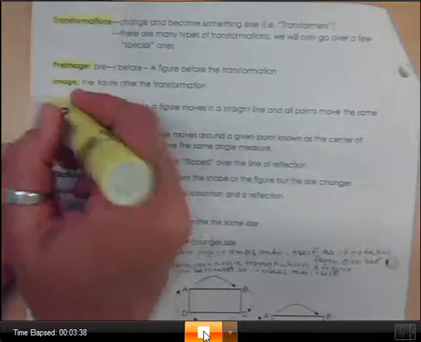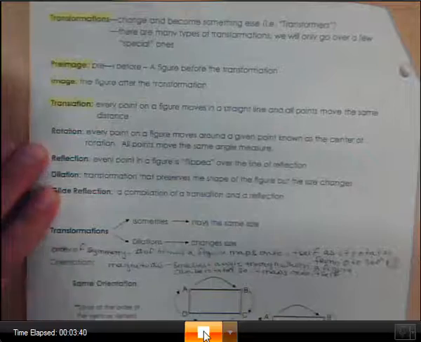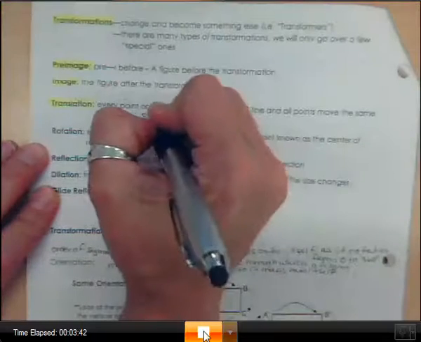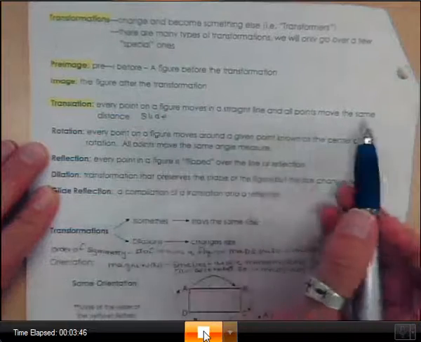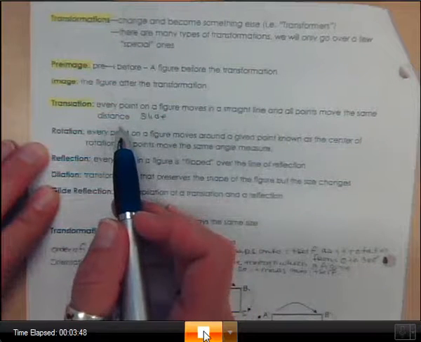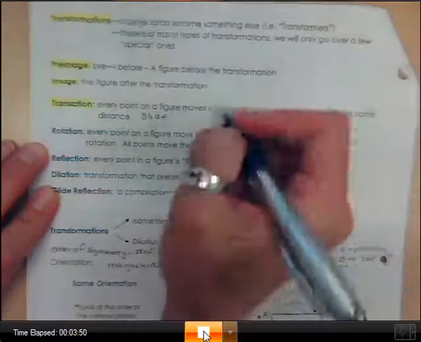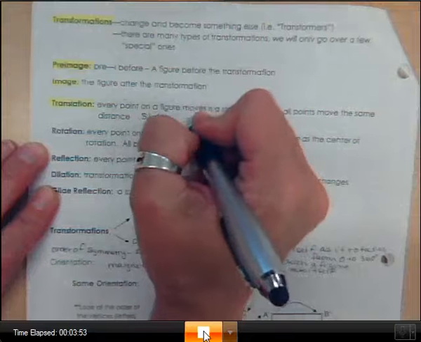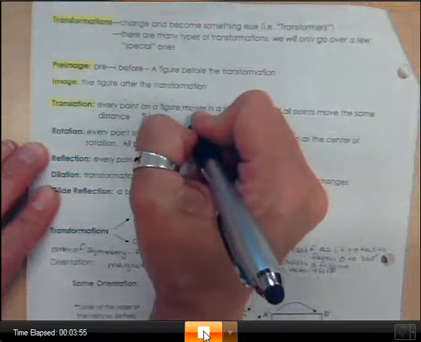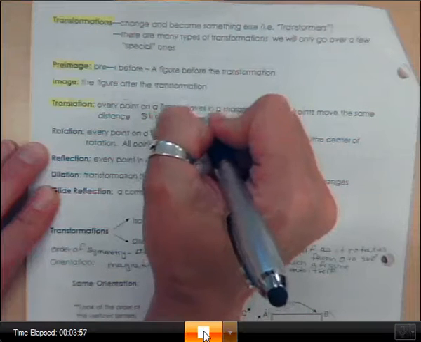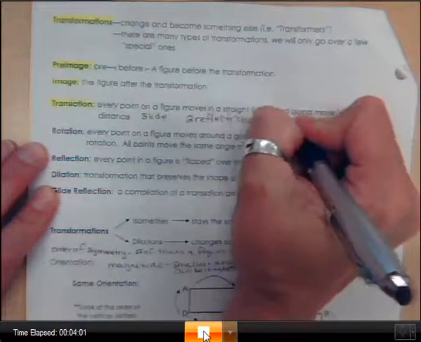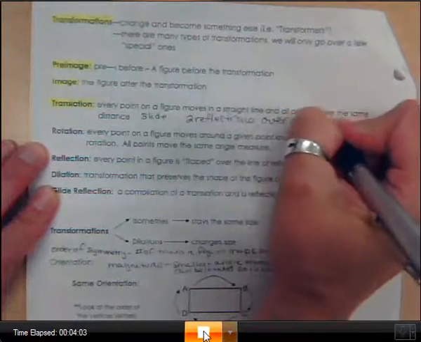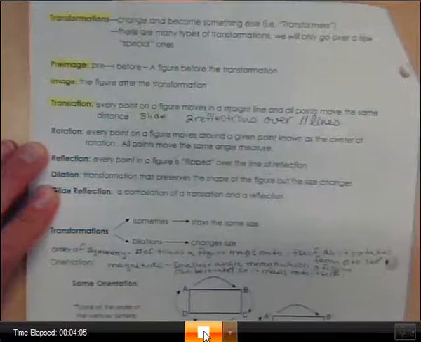Translation, you might write slide beside that. It's where every point on a figure moves in a straight line and all points move the same distance. This basically is 2 reflections over parallel lines. And we'll do that by hand in a little bit.